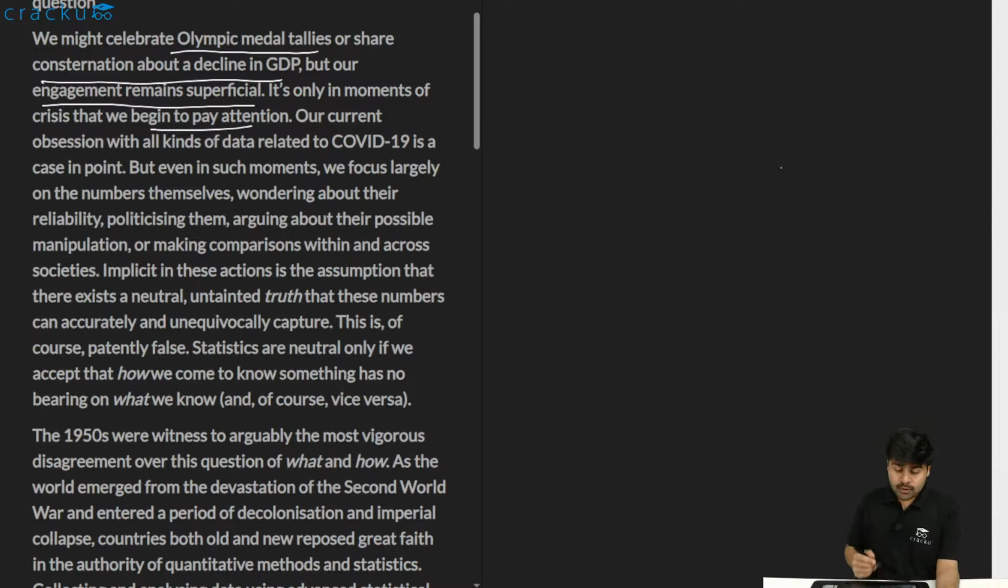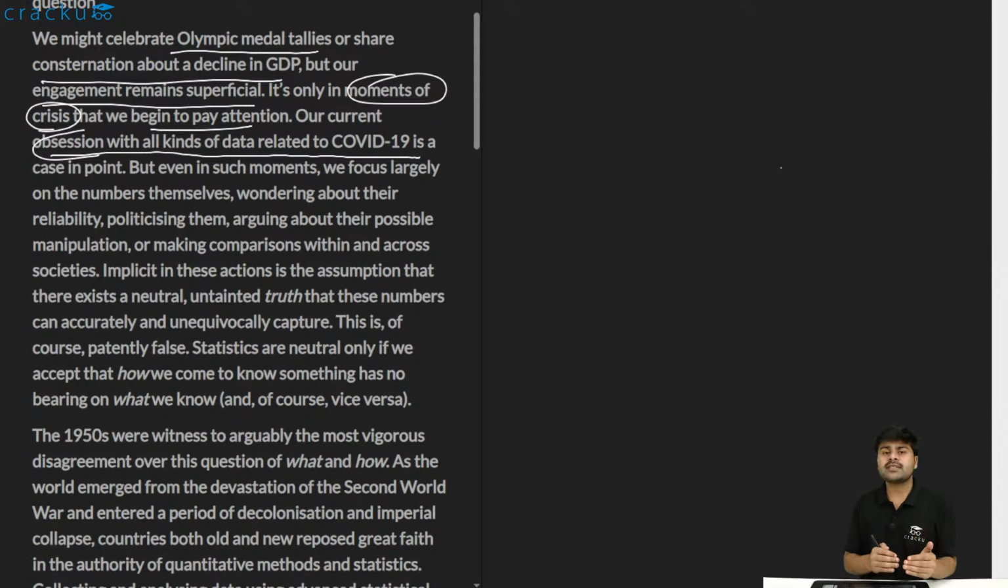So we begin to pay true attention when the moments of crisis hit, when crisis comes at our door in reality. Our current obsession with all kinds of data related to COVID-19 is a case in point. So one of the examples that the author is trying to discuss is our obsession with the data related to COVID-19. So probably the passage was written in the aftermath of COVID-19. COVID-19 almost ended around 2022, we can say. So around 2022, we can say that this is the timeline on which the passage is based.